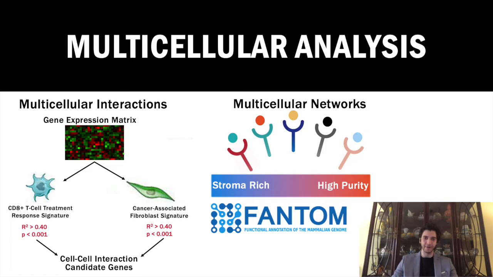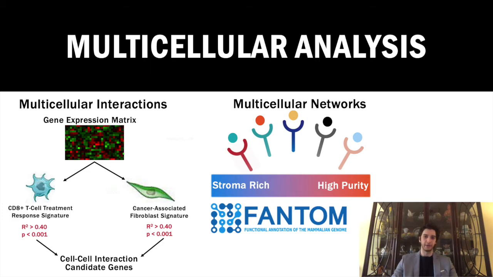Finally, we investigated interactions between different cell types in the tumor microenvironment. On the left of the slide, you can see we correlated the expression of individual genes across the 471 melanoma samples with the average expression of markers specific to CD8-positive T-cell treatment response and cancer-associated fibroblasts. We then selected the group of genes that positively correlated with both cell fractions, defined using cutoffs of an R-squared value greater than 0.4 and p-value less than 0.001. We consider these candidate genes as positive regulators.